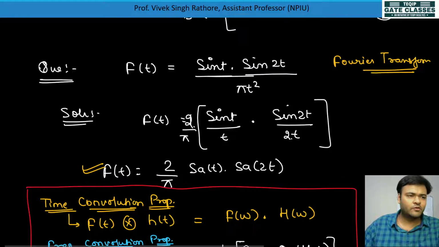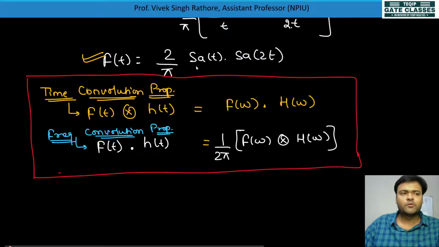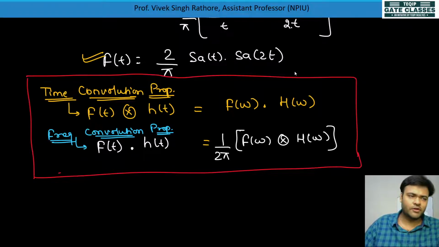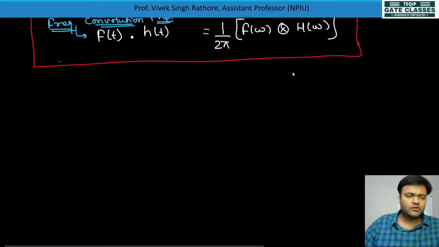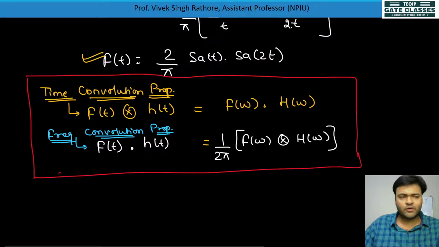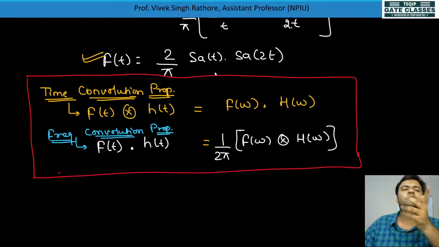Because of f of t, what you have been asked, you have simplified it and you have got 2 by pi sampling of t into sampling of 2t. Now 2 by pi is a constant term. Sampling of t into sampling of 2t means in the time domain multiplication is there, so we can do convolution in the frequency domain. That is possible.